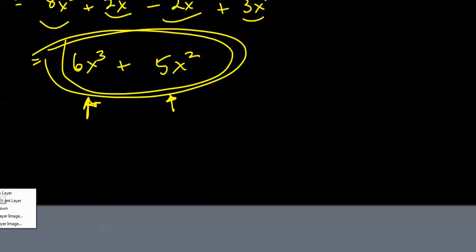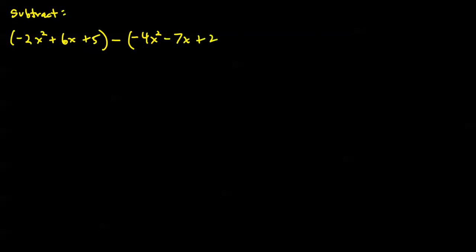Alright, let me get a fresh screen. We'll do one more kind of nasty subtraction and we'll call it a day. Subtract or add as indicated. I'm going to have 3 polynomials here, so let me try to write a little smaller. That is a trinomial of degree 2. From that, I'm going to subtract another trinomial of degree 2. And from that, I'm going to subtract yet another trinomial of degree 2.